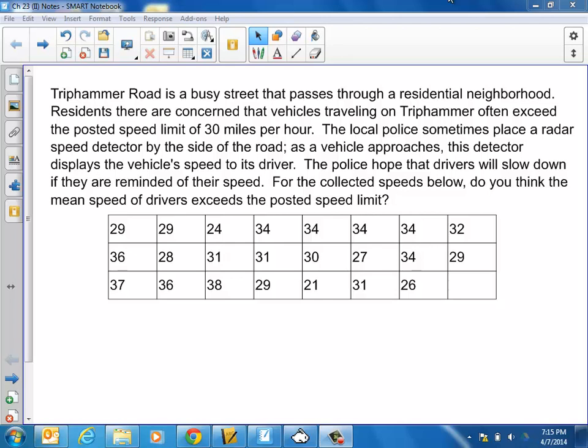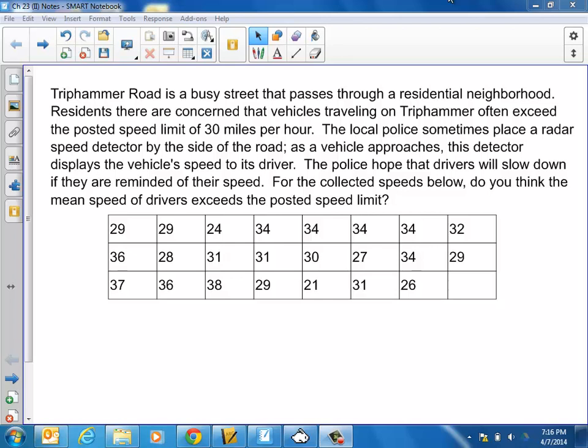All right, so let's go ahead and take a look at a hypothesis test for a mean here. We're going back to the Trip-Hammer Road problem. It's great to look at this data a second time through a second lens. The first time we looked at this in the last video, we talked about a confidence interval. Now let's do the hypothesis test for the same data.